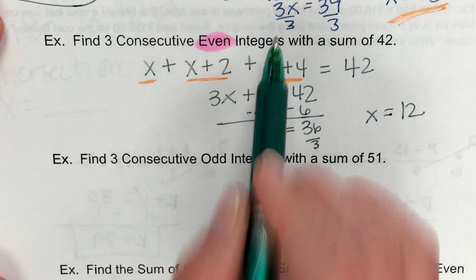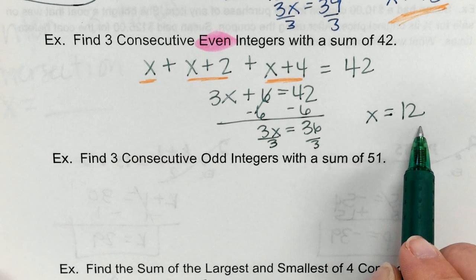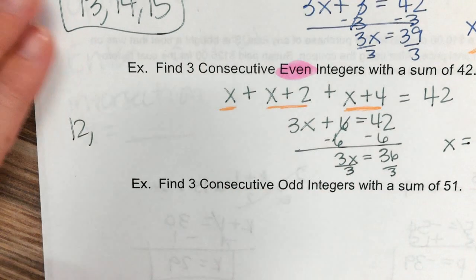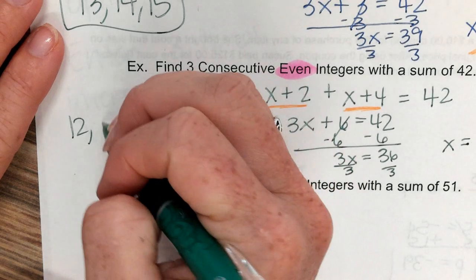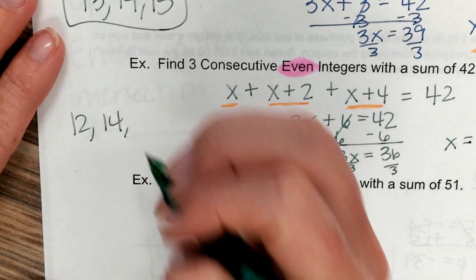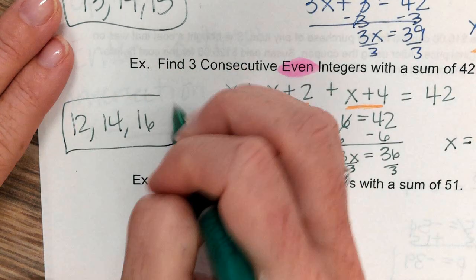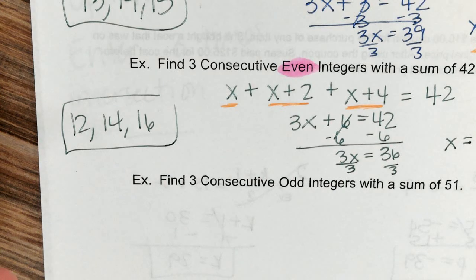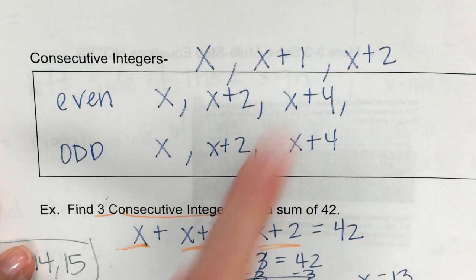But that's not the final answer because it wants 3 consecutive even numbers. This is the first even number. What would be the next even number? 14. What would be the next even number? 16. Are y'all catching on? So all you're going to use is these, okay?